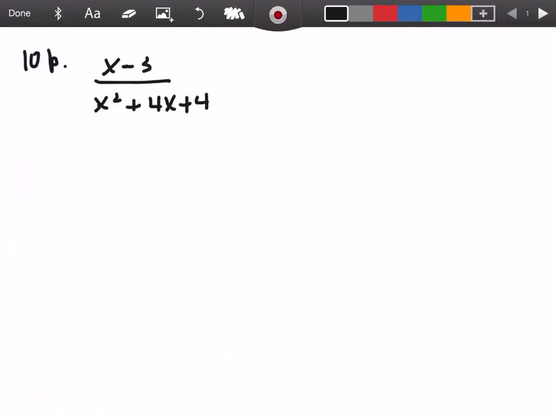Okay, let's try this 10b now. Hey, I did not go back and review this. I'm just going to try to do it from memory and try to work with it, so bear with me. So we're doing a sign diagram.